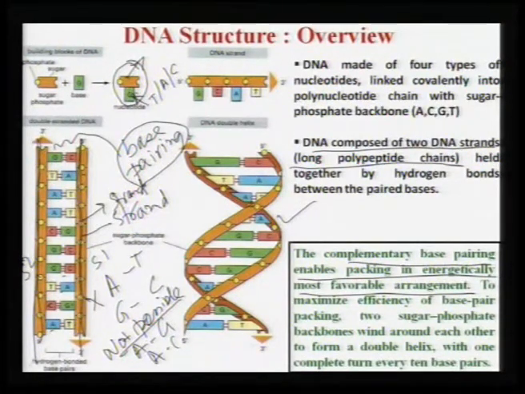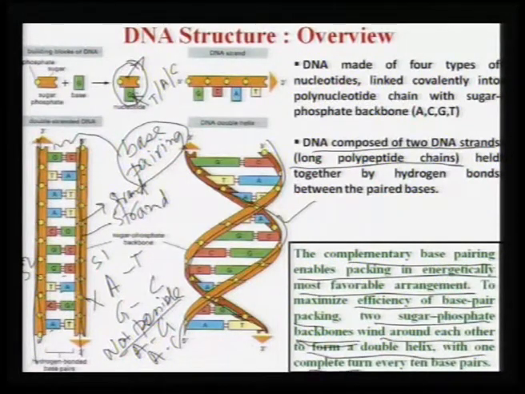Now, how is this structure formed? They just wind around each other, this DNA structure, and what you see here is that to maximize the efficiency of base pair packing, the 2 sugar phosphate backbones, meaning 2 strands, wind around each other to form a double helix with one complete turn every 10 base pairs.